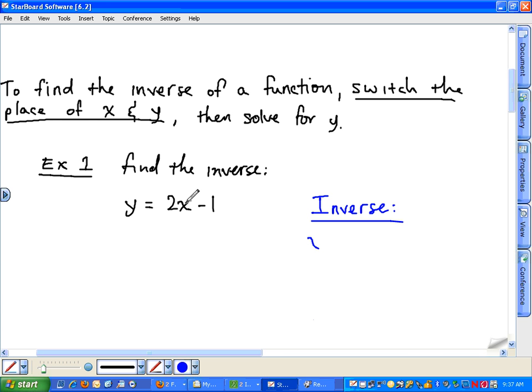Well, just the x. So x equals 2y minus 1. All you do is you take the variables, you leave everything else alone, all the numbers you leave alone, you just take the variables and flip their places.